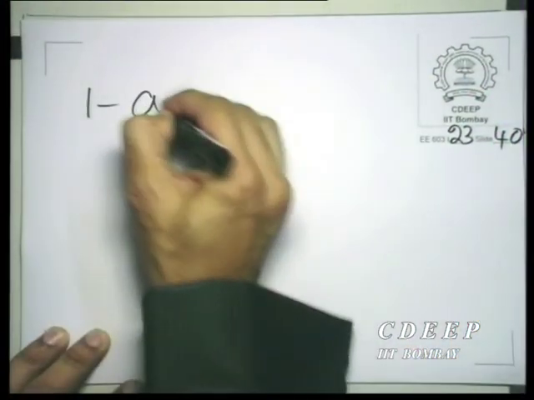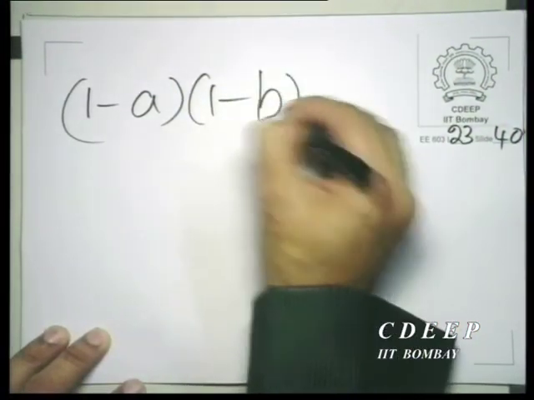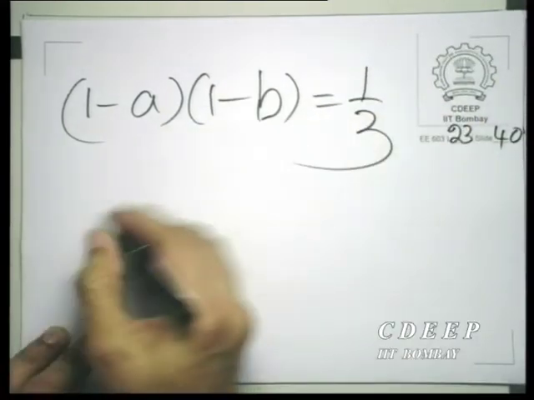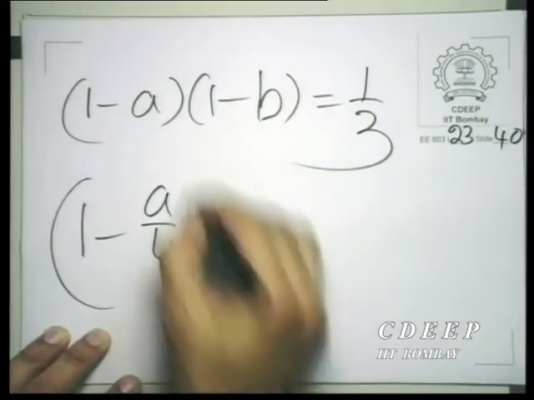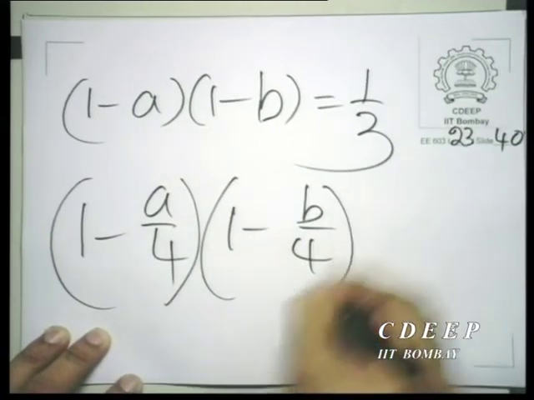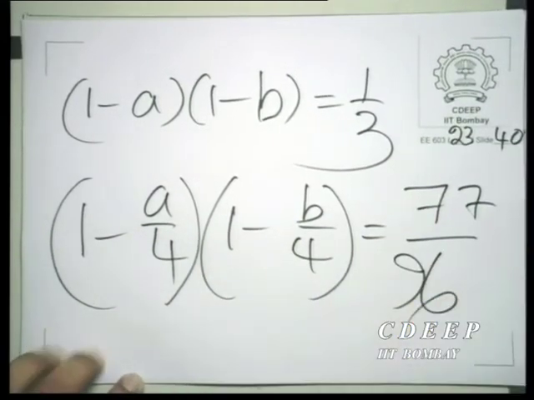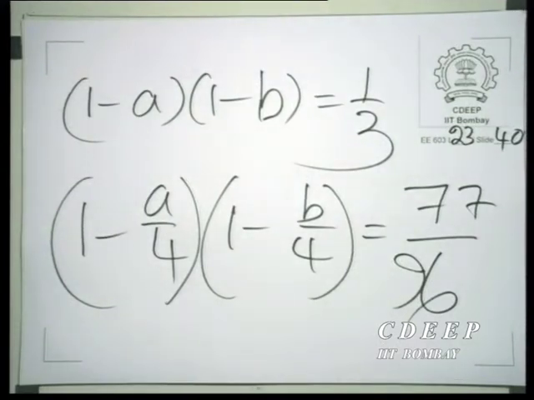So, you see, you have two equations in two unknowns, and you can now solve them. Let me write down the two equations that we have once again. The first equation is (1 minus a) into (1 minus b) is 1 by 3, and the second equation is (1 minus a by 4) into (1 minus b by 4) is 77 by 96. Now, you could treat them as quadratic in either a or in b. So, one can solve these by a quadratic.